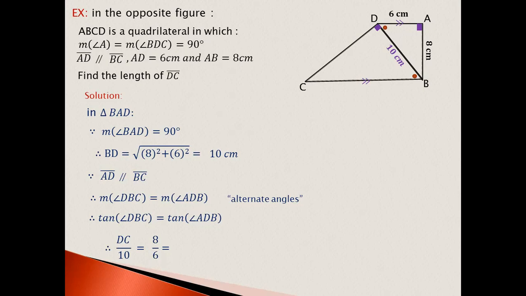And tangent of the angle ADB equals the ratio between the opposite side of this angle and the adjacent of this angle. And it's going to be 8 over 6. 8 over 6 can be written in the simplest form, 4 over 3, if we divide by 2 up and down. We can find the length of DC by cross multiplication: we multiply 4 by 10 and then divide by 3. So DC is going to be 40 over 3. We can convert this improper fraction into the mixed number 13 and 1 over 3.